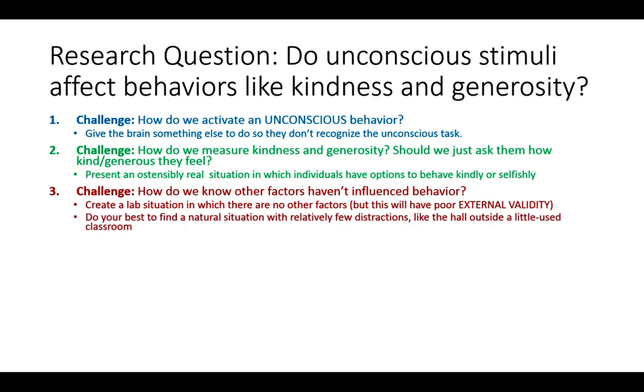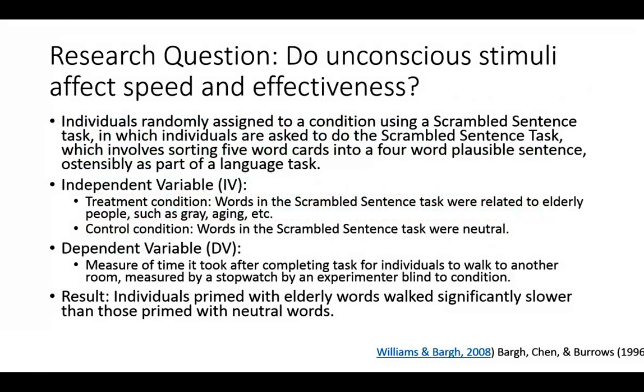So an example study that we'll use answers the question of whether unconscious stimuli affect behaviors like kindness and generosity. What we're really looking at when we say unconscious stimuli are what we call primes, and they're little tidbits of information. You might think of subliminal advertising, which is not exactly a documented phenomenon in social psychology, but primes are. You're exposing someone to an unconscious stimulus that you expect to impact their behavior. And so this is what we're interested in.